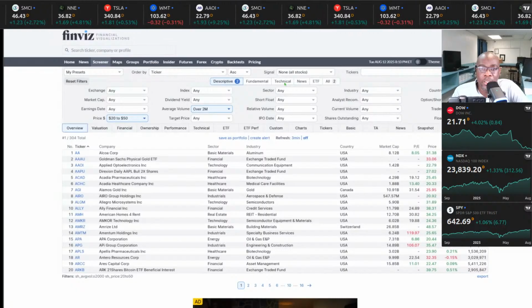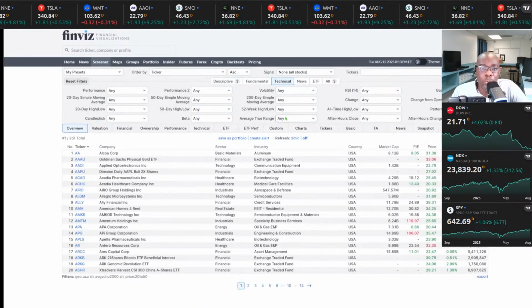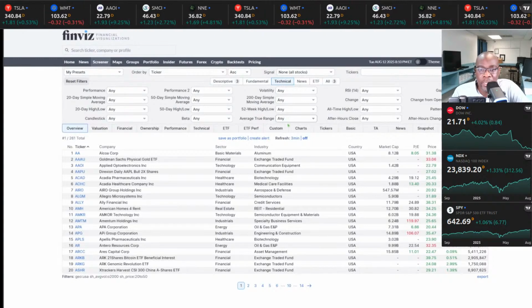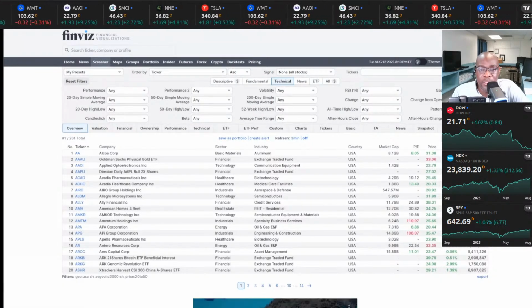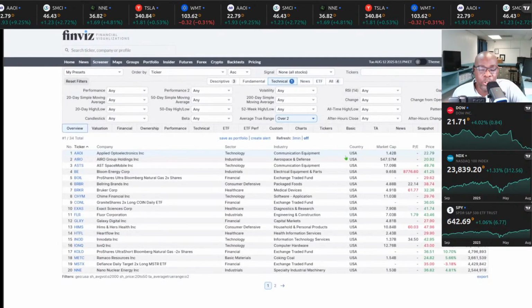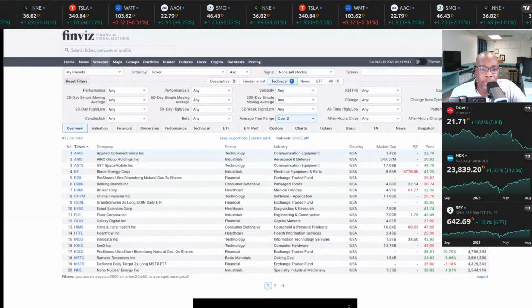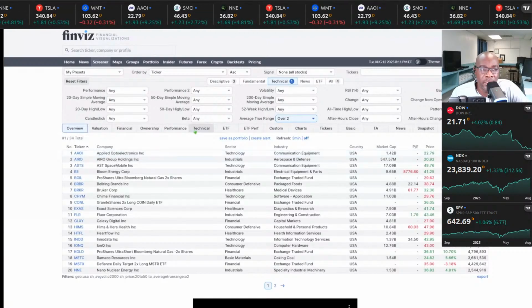And now we're going to go with our technical indicator, and we're going to say RSI. We're looking for average true range. Remember, we just talked about that with Tesla. We're looking for stocks that move up or down at least an average of $2 over the last 14 days on average, right? So now we're going to go over to technical.